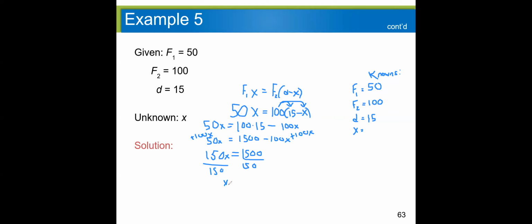Give me x equals 10. Meaning on my 15-foot-long lever, I need to put the fulcrum 10 feet away from my 100-pound weight. That is what our math shows. So let's clear this drawing out and see if Sankage agrees with us.